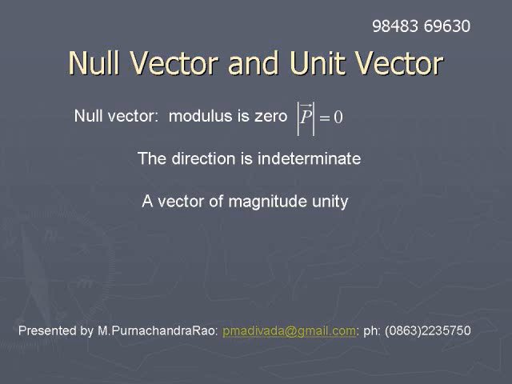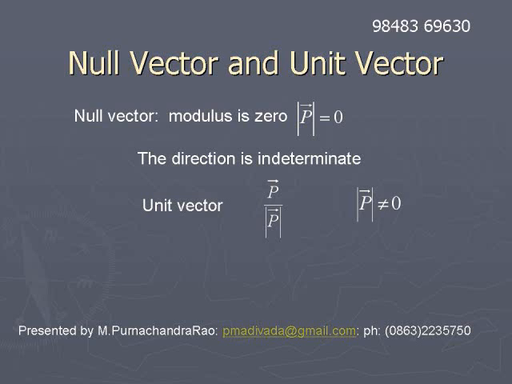A vector having magnitude of 1 is known as a unit vector. If the magnitude of a vector is unity, it is called a unit vector. A unit vector is obtained by dividing the vector by its magnitude. So if p bar is a vector, the unit vector will be p bar by modulus p bar.